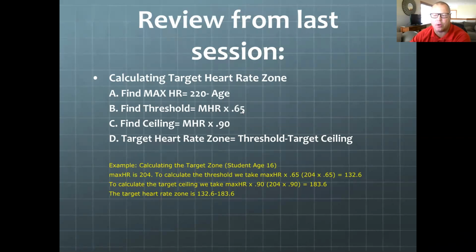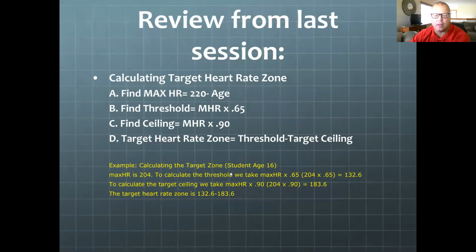So basically, when we talk about target heart rate, it's where your heart rate should be when you're exercising to get the most benefits for whatever training program you're in. When we talk about the threshold, it means that's the minimum you need to get your heart rate up to and try to maintain. And then we talk about the target ceiling, that we do not want our heart rate to get above that number, to get the most benefits out of the training program we're in.